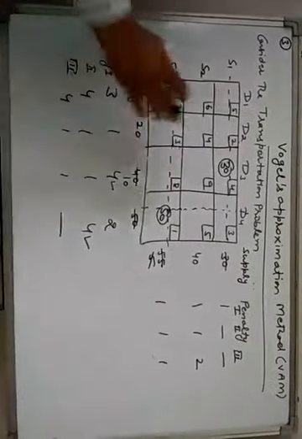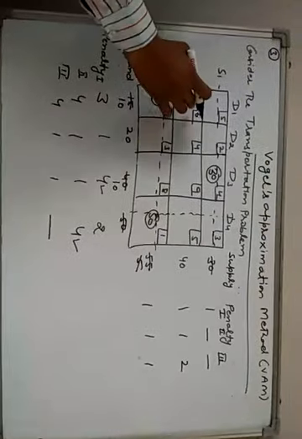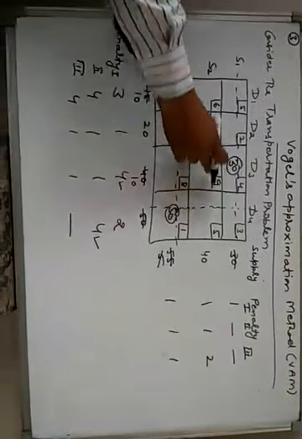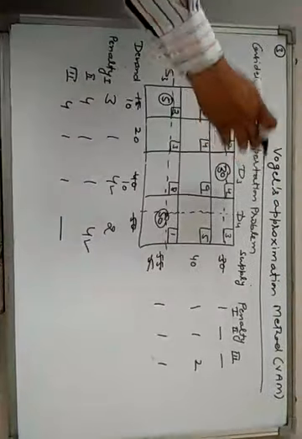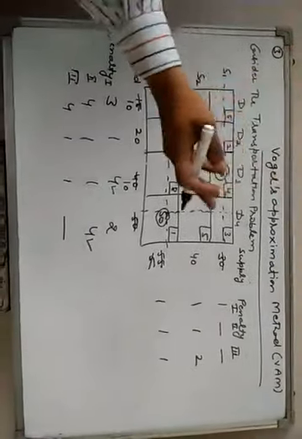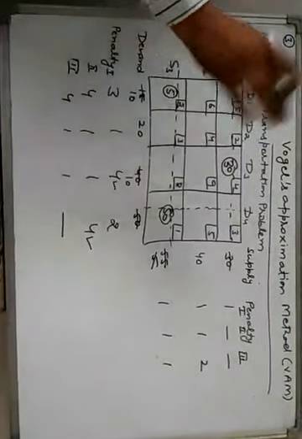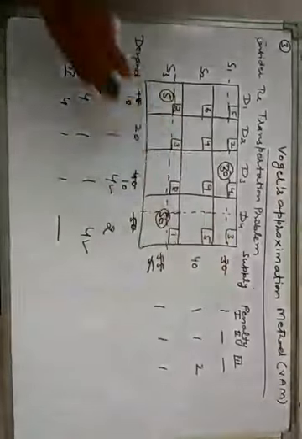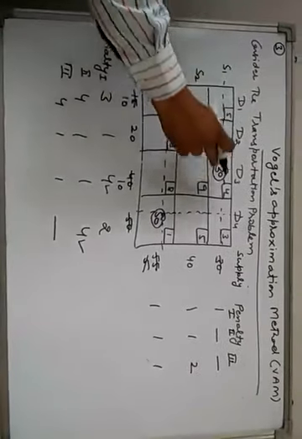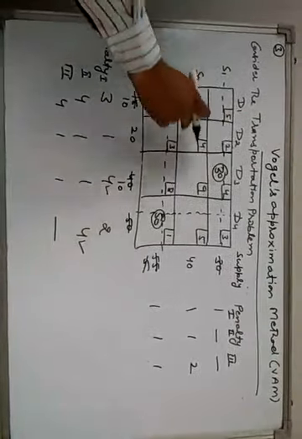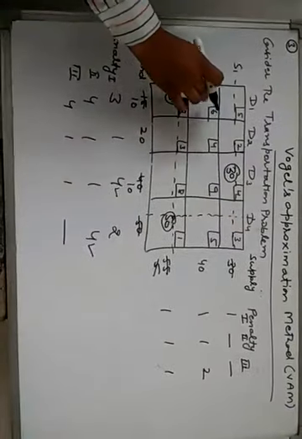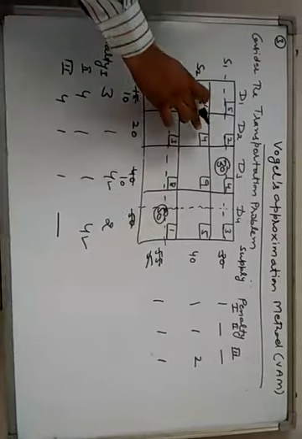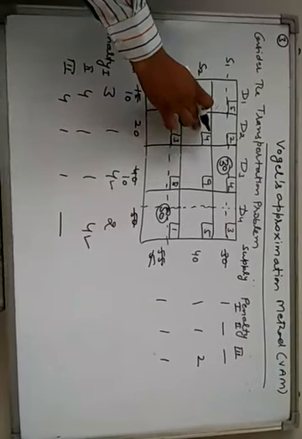Now we will be left with one row. In Vogel's approximation method, when we are left with one row or one column, then we apply least cost method. Now we don't calculate penalties. As we are left with only one row, we will apply least cost method. Here out of these three cells, least cost is 4. Therefore we will allocate here.